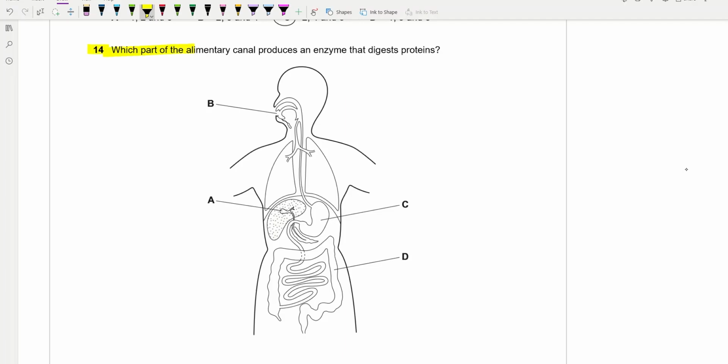Question number 14. Which part of alimentary canal produces an enzyme that digests proteins? The stomach digests proteins, so the correct option would be option C.